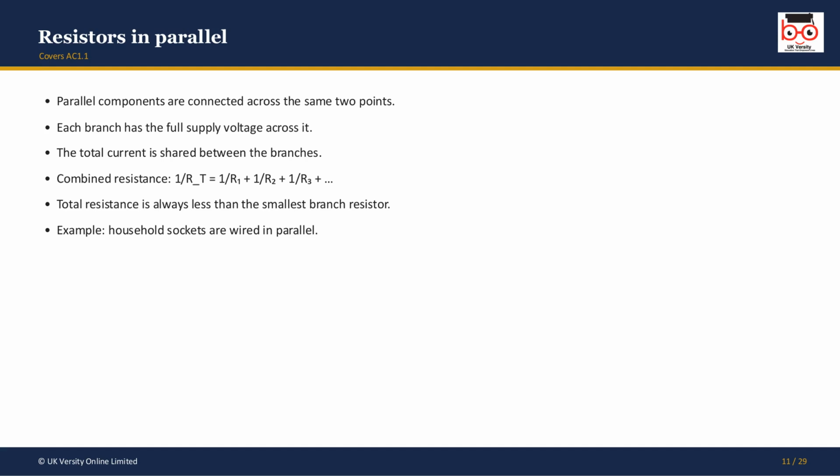Parallel is the other arrangement, where components are connected across the same 2 points. Now each branch has the full supply voltage across it, and it's the current that gets shared between the branches. Combining them is a little different. 1 over the total equals 1 over R1 plus 1 over R2, and so on. A handy sanity check is that the total resistance always comes out smaller than the smallest single branch. Your household sockets are wired this way.